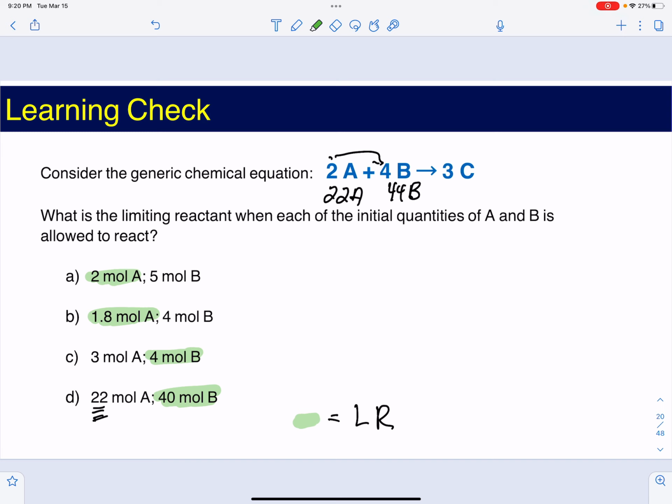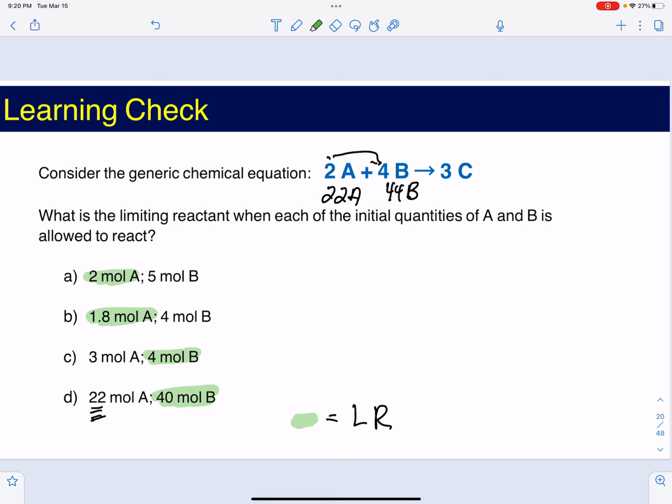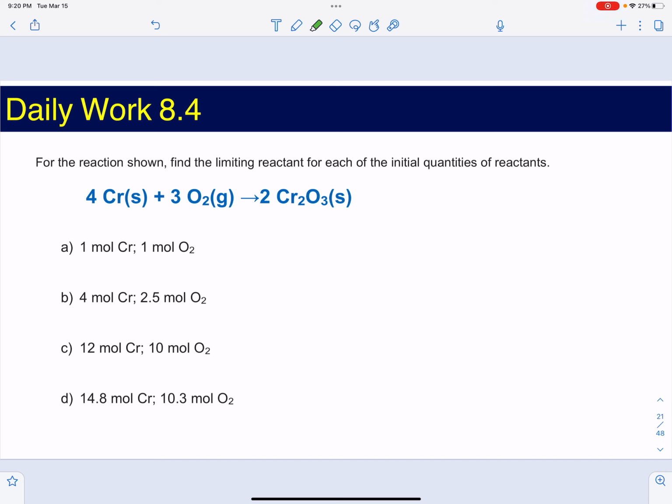So 3 different ways to find the limiting reactant. Use the one you like the best. And there's other ways of doing it. So if you happen to know one of the other ways, by all means, use whatever you feel more comfortable using. So with that said, you should be able to find out the limiting reactant on this reaction, given those 4 options. So you're going to have 4 different answers.